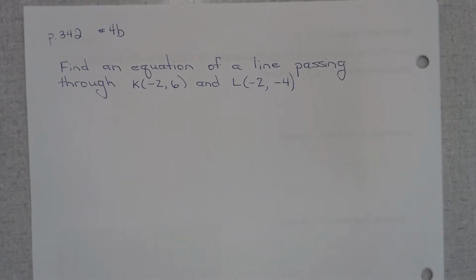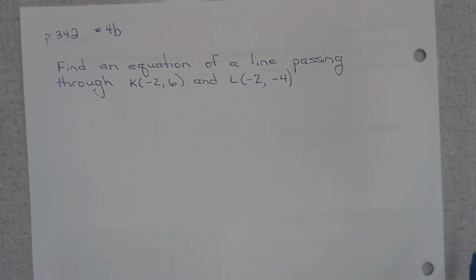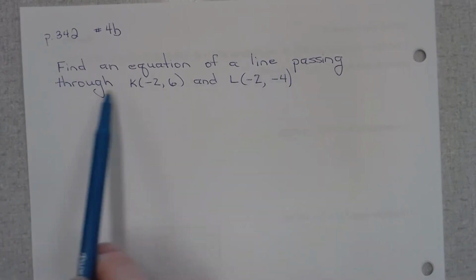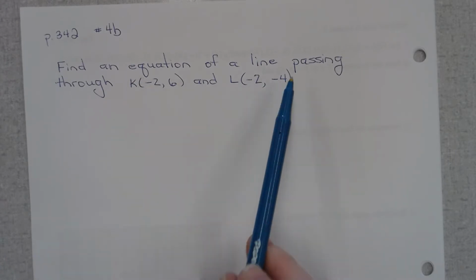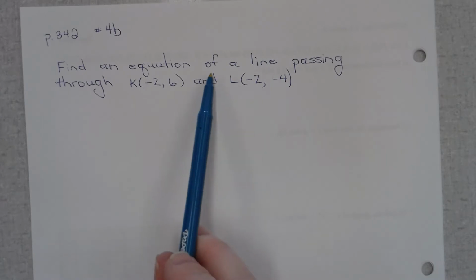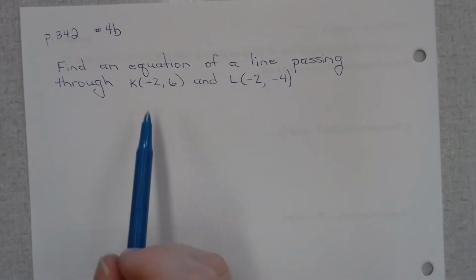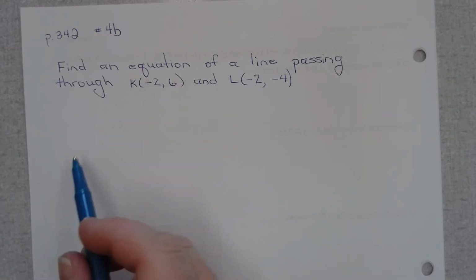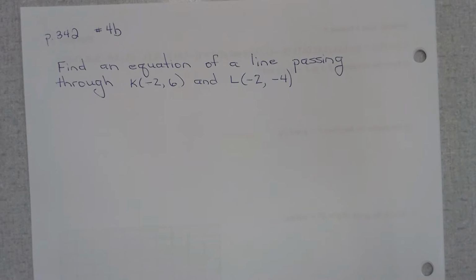All right, grade 9. So I had a request for how to do question 4B on page 342. So here it goes. You have to find an equation of a line passing through two points, (-2, 6) and (-2, -4). These K's and L's are just giving these coordinates a name. So this coordinate pair, (-2, 6), if you were to put it on a graph, you'd put a K beside it, and this one, (-2, -4), you'd put an L beside it.